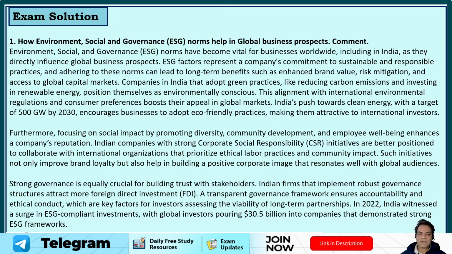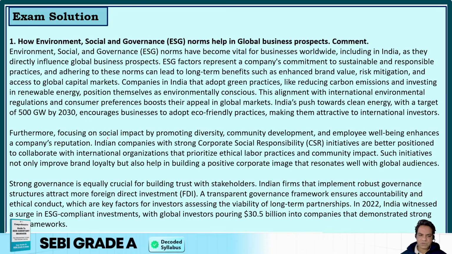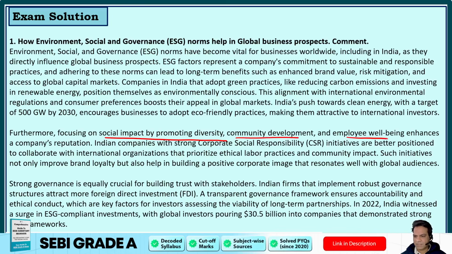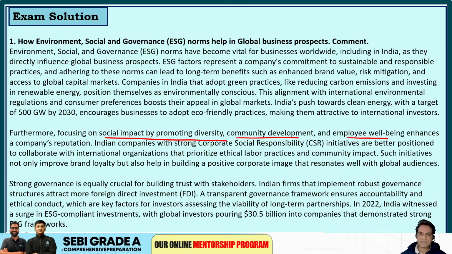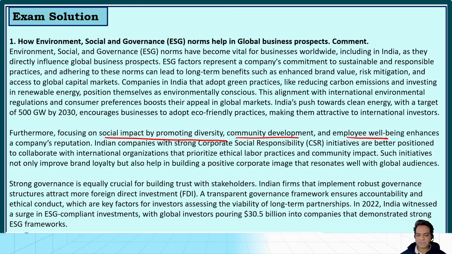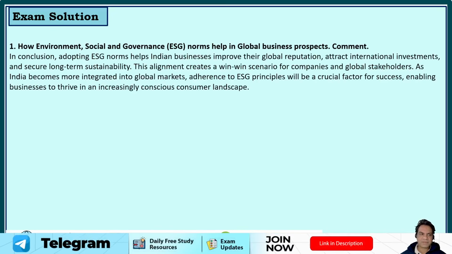So we need clean energy by 2030 to push ESG norms, focusing on social impact by promoting diversity, community development, and employee well-being. Then strong governance is crucial for building trust with stakeholders. So what we have to understand here is that when we are presenting something, we need to discuss different tangents of the topic. So ESG compliant investments, global investment into India, all that can be discussed here.